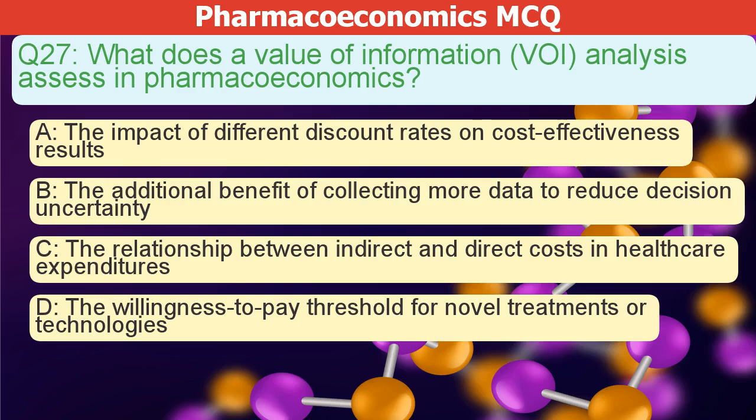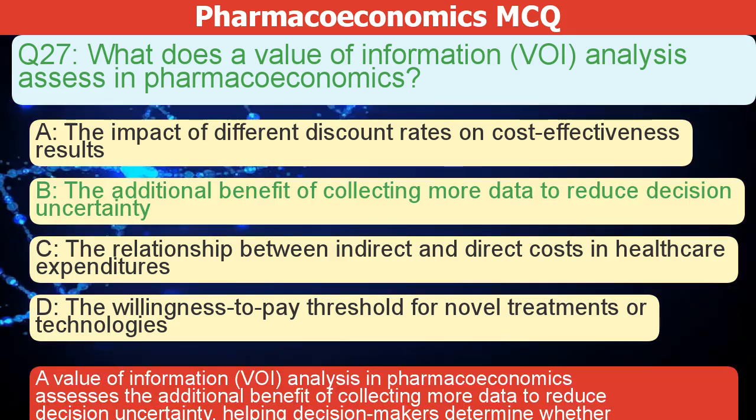What does a value of information analysis, or VOI analysis, assess in pharmacoeconomics? A. The impact of different discount rates on cost-effectiveness results. B. The additional benefit of collecting more data to reduce decision uncertainty. C. The relationship between indirect and direct costs in healthcare expenditures. D. The willingness to pay threshold for novel treatments or technologies.